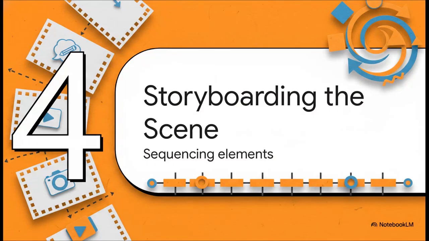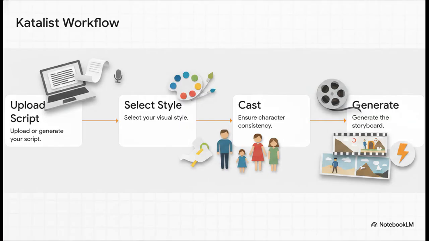That brings us to step 4, storyboarding the scene. So, once you have these elements, how do you sequence them? Well, a platform like Catalyst uses a super intuitive workflow for this. First, you just upload or generate your script. Second, you lock in that specific visual style we just defined. Third, you cast your characters to make sure they look consistent from shot to shot. And finally, boom, you generate the full storyboard prototype.